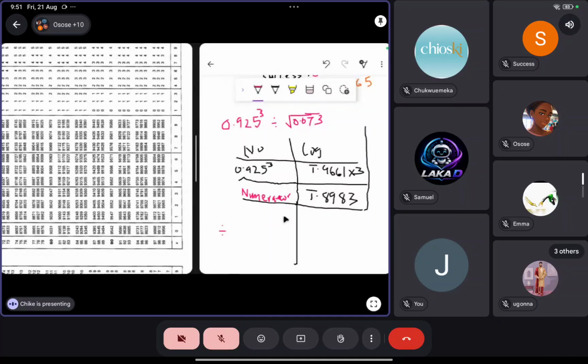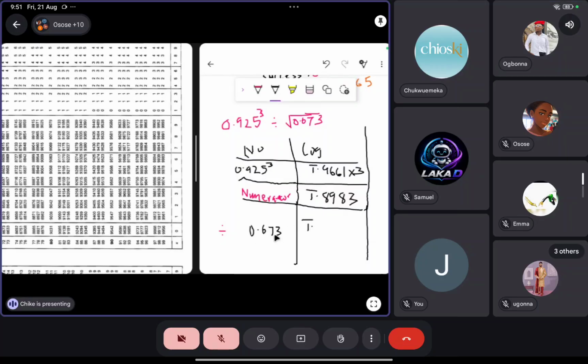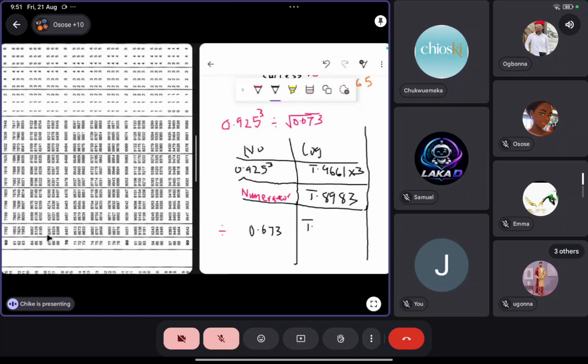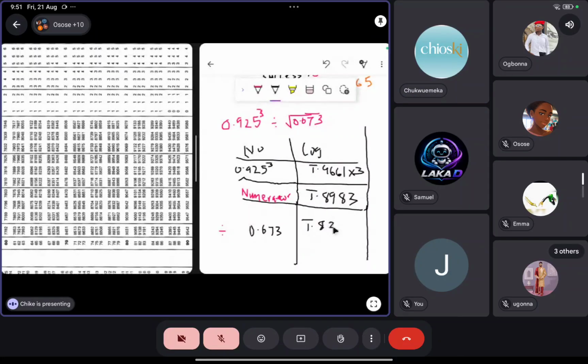What's my denominator? That's square root of 0.673, of which I can rewrite it as 0.673. Then I'll cube it. But first of all, let me do 0.673 first. Now, what will be the characteristic of this? Bar 1, right? So this is bar 1. So I'll look for 67 under 3. 8280. Yes, 8280. So I have 8280.